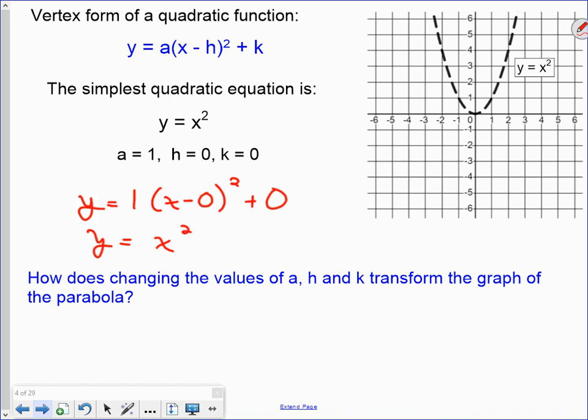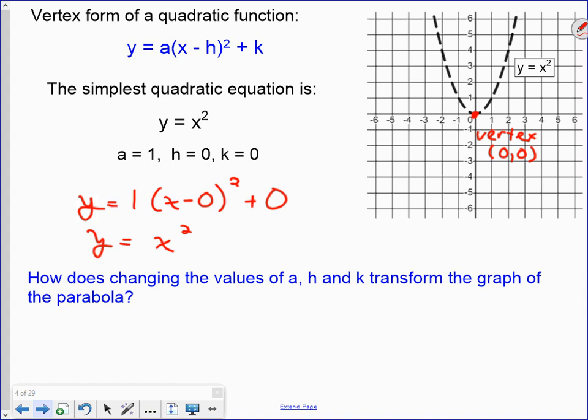And we want to ask this question down at the bottom here: how does changing the values of a, h, and k change the graph of the parabola? A couple of things that we're going to zoom in on when we're looking at how the graph changes are the vertex. We know that in our original parabola, the vertex is here at (0, 0). So we're going to look at how changing these values changes the location of the vertex. The other thing we want to keep in mind is the shape of the parabola.